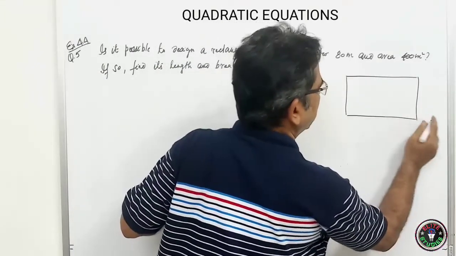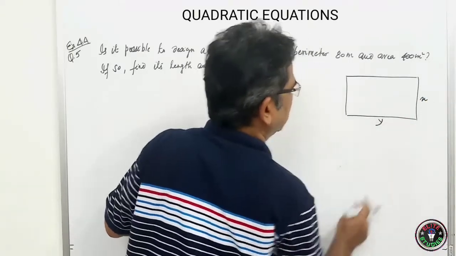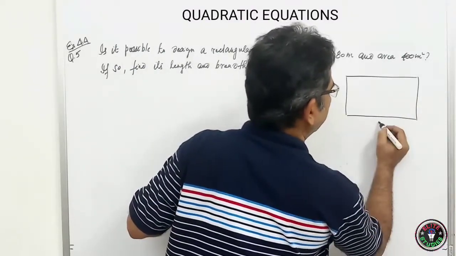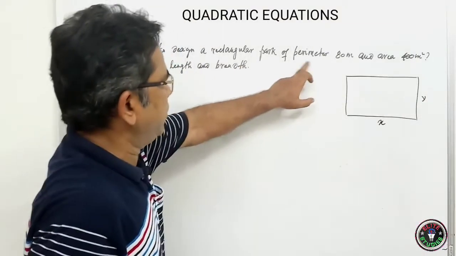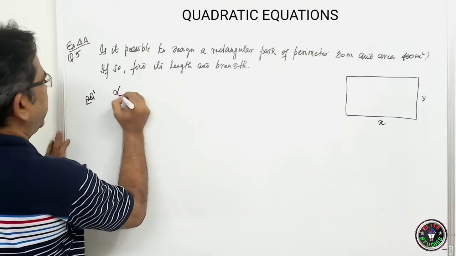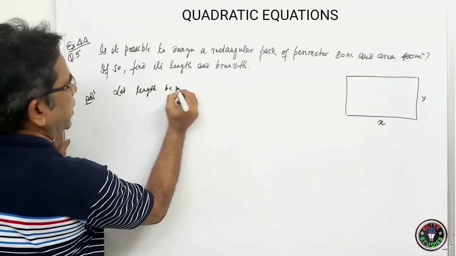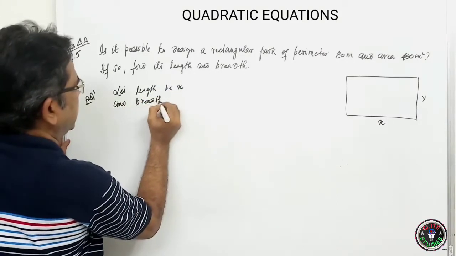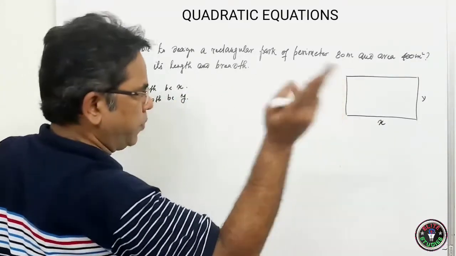So let its breadth be x and length be y. Or you take length as x and breadth as y, because here directly not given, perimeter is given and area is given. So solution, let length be x and breadth be y. Since there are two variables, we have to frame two equations.